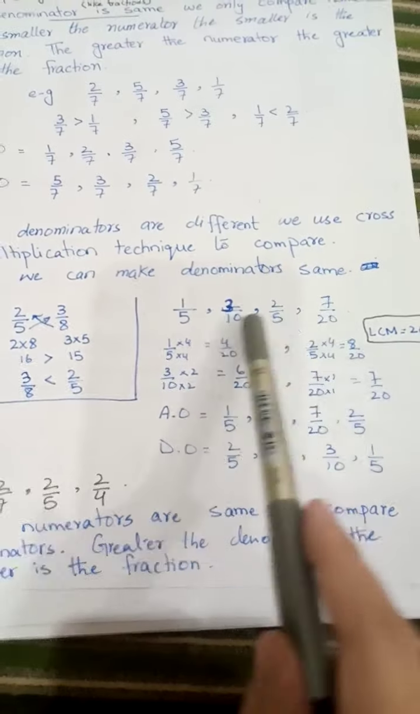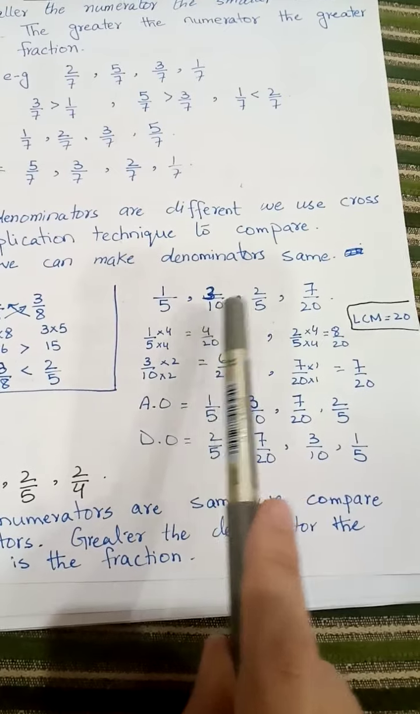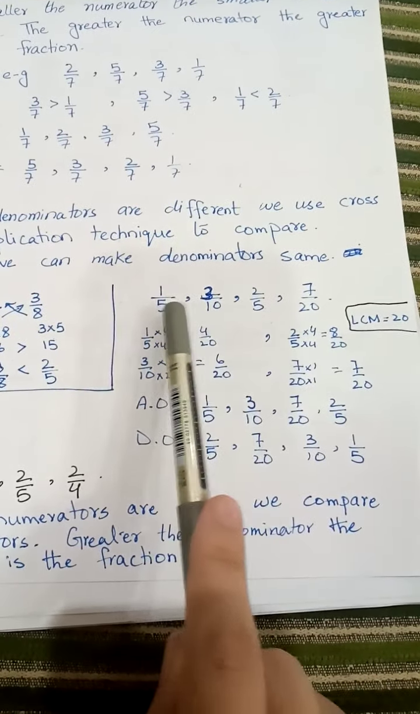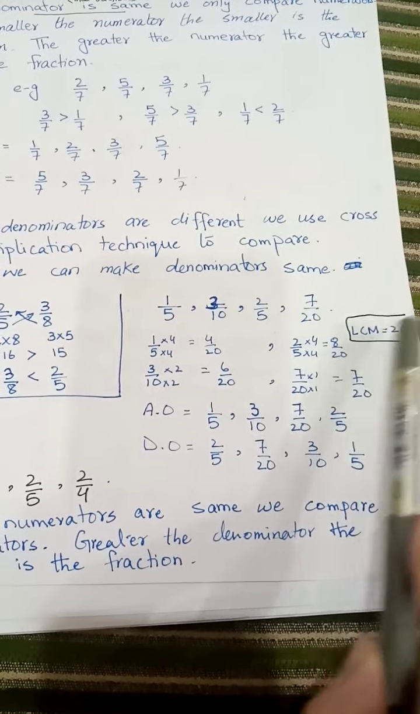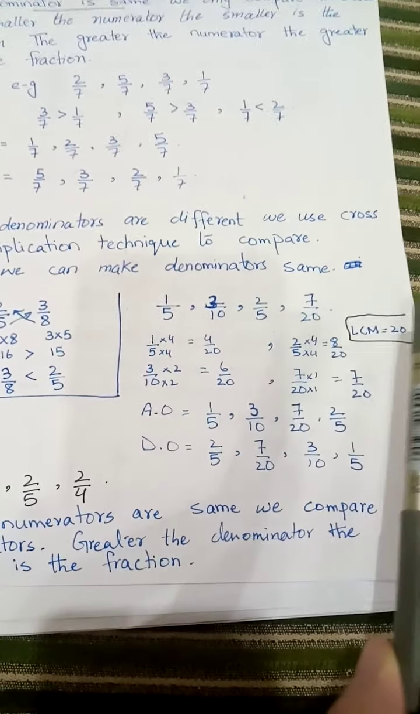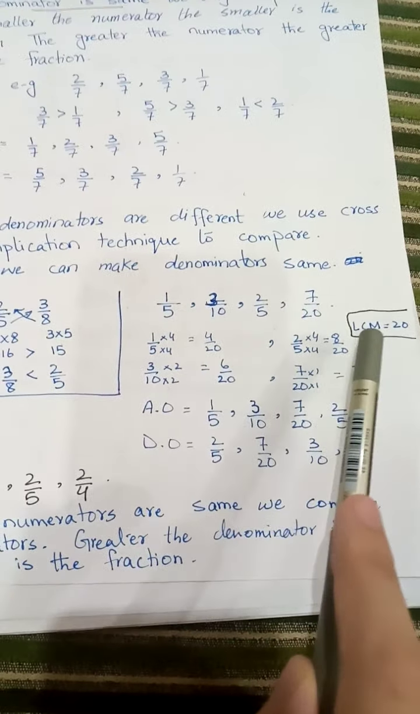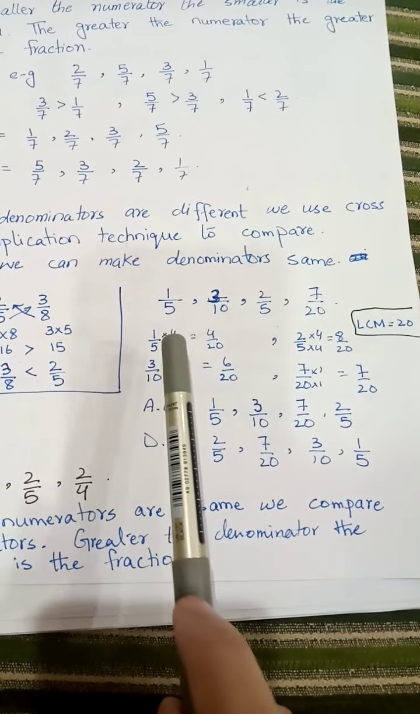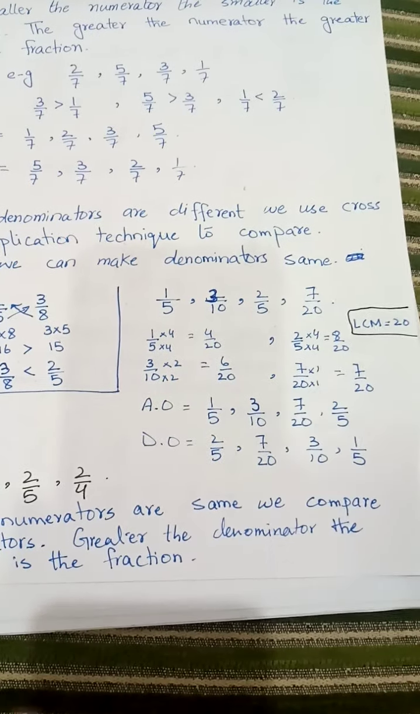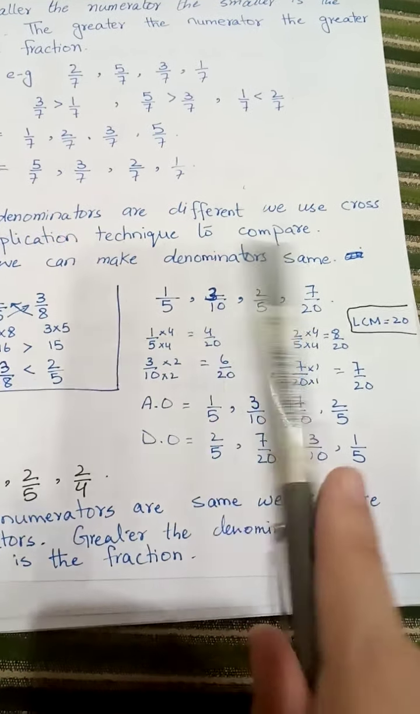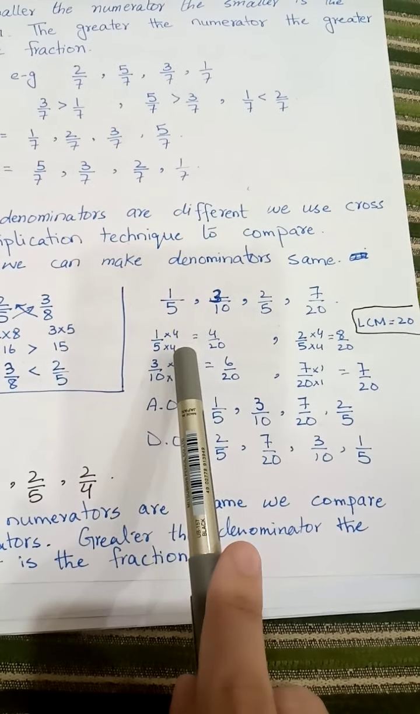Now, the fractions 1/5, 3/10, 2/5, 7/20: you can see they don't have the same denominator, they have different denominators. So we find the LCM of the denominators, that is 5, 10, 5, 20. When we find the LCM, we get 20. What's the LCM of 5, 10 and 20? It's 20 obviously. So we find the equivalent fractions. We have to make the denominators the same to arrange them in ascending and descending order.